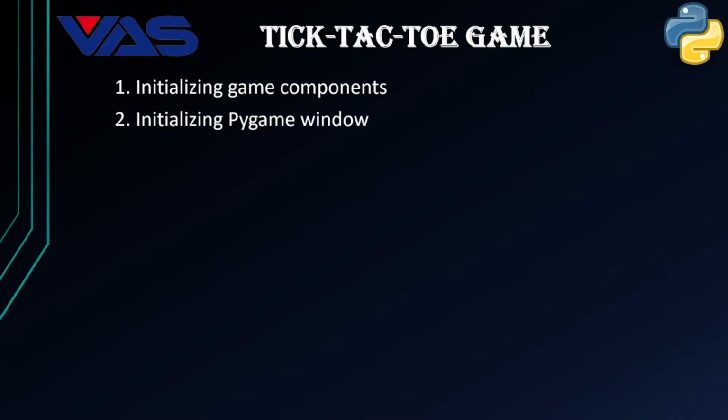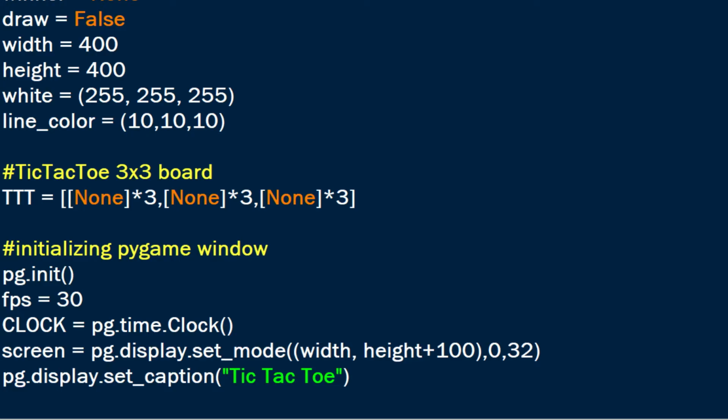Second thing is initializing the pygame window. We use pygame to create a new window where we'll play our tic-tac-toe game. So we initialize pygame with the pg.init method, and the window display is set with a width of 400 and a height of 500.